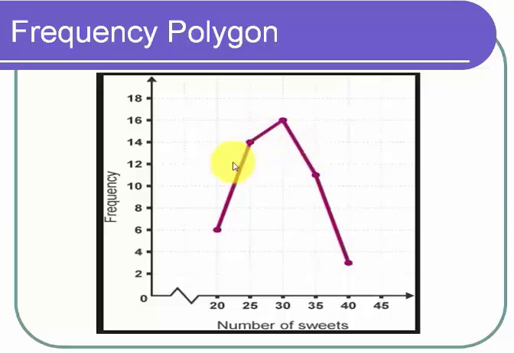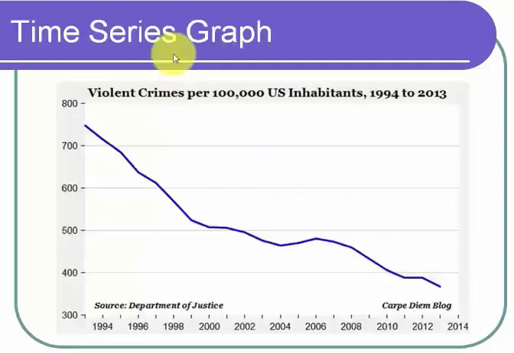When you have real data, you're not going to get perfectly anything. You typically won't get perfectly unimodal or perfectly symmetric or perfectly skewed left or skewed right. So you say somewhat symmetric but slightly skewed is a typical way of describing data. Then the final graph I want to talk about is called a time series graph. A time series graph is a frequency polygon, but the horizontal axis represents time.